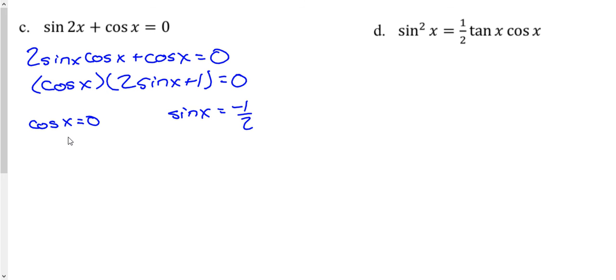Well, when cos is 0, you're at 90 degrees or 270 degrees. So x would have equaled 90 degrees or 270. And of course, again, this wanted us to rewrite everything in terms of radians. So 90 is the same thing as saying pi over 2, and 270 is the same thing as saying 3 pi over 2. There we go.